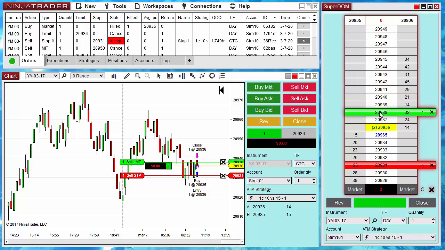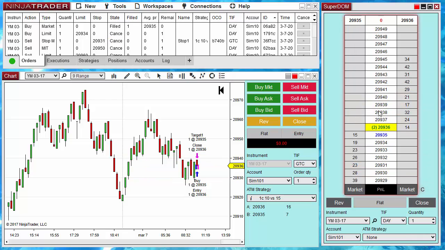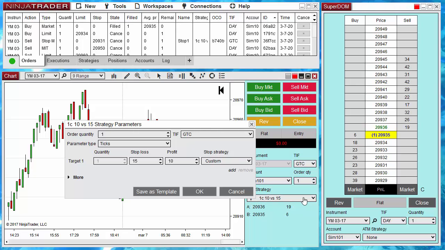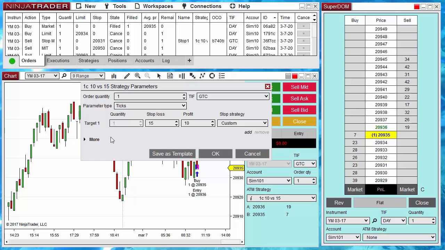Target filled, closing the position, moving the target on to the other side of the price. And we can also edit the ATM settings. Here we can see that we are using 10 versus 15, and we can add auto break-even or trailing stop.